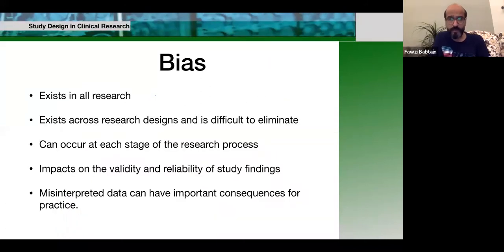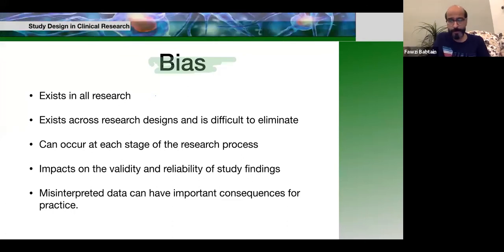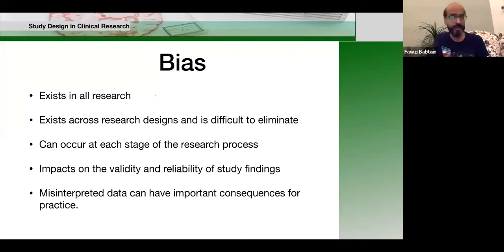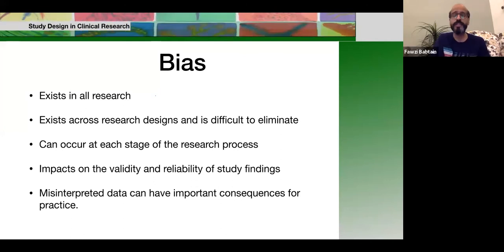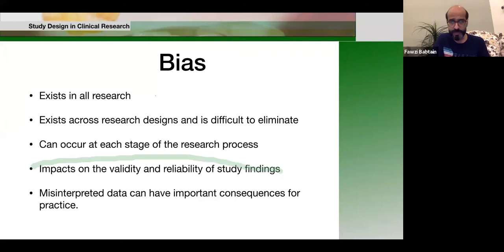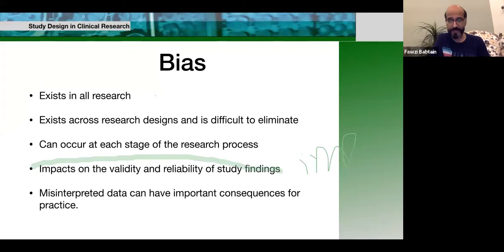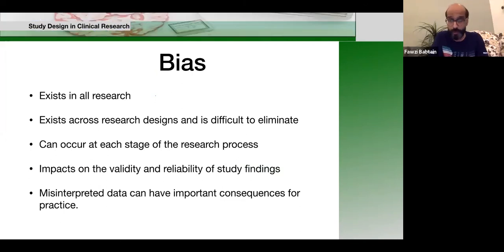So again, in all research, bias is sometimes difficult to eliminate unless you are really thinking of it. You try to minimize bias. Sometimes it may be difficult to omit it completely, but you try your best to minimize it. It can occur at any stage of your study. It can impact the validity and the reliability of the study findings. And it can really lead you to misinterpret the overall conclusion, and you come up with a wrong conclusion.